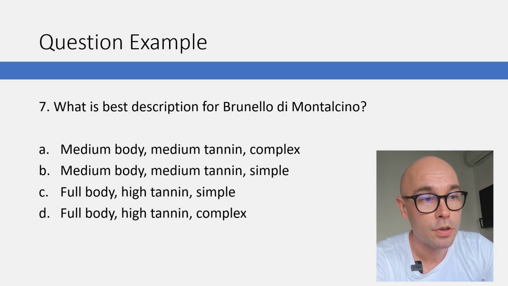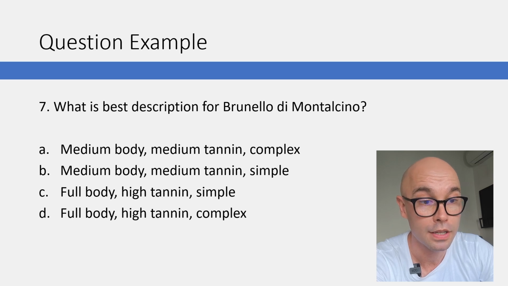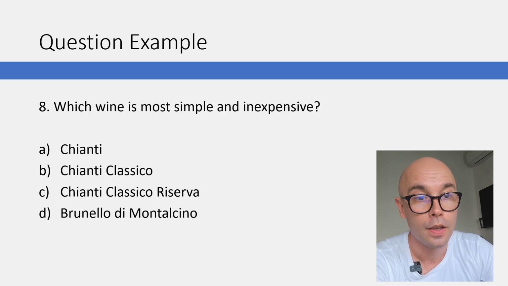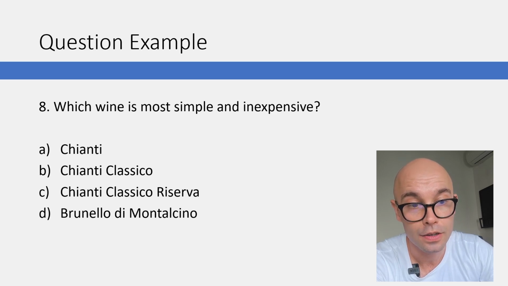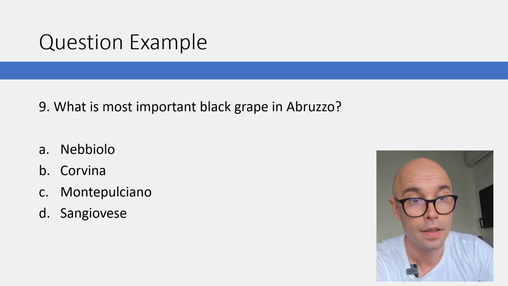What is best description for Brunello di Montalcino? Medium-bodied, medium tannin complex, medium-bodied, medium tannin simple, full-bodied, high tannin simple, full-bodied, high tannin complex. The correct answer is D, full-bodied, high tannin complex. Which wine is most simple and inexpensive? Chianti, Chianti Classico, Chianti Classico Riserva, Brunello di Montalcino. The correct answer is A, Chianti.